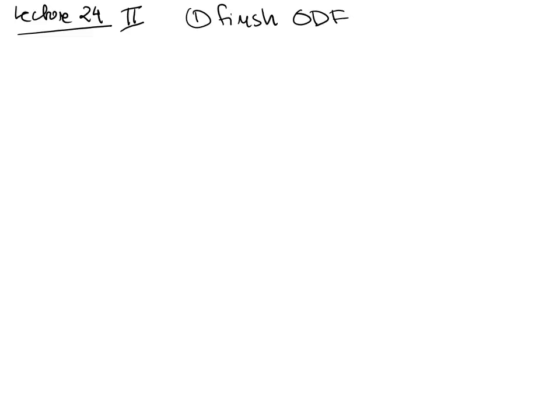Lecture 24, part 2. In this lecture, I want to finish talking about ordinary differential equations, and then I want to give you some physical interpretations of what we learned about second-order systems, namely, what is the meaning of complex and real roots of the characteristic equation.